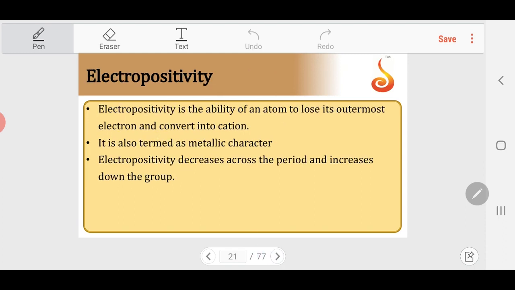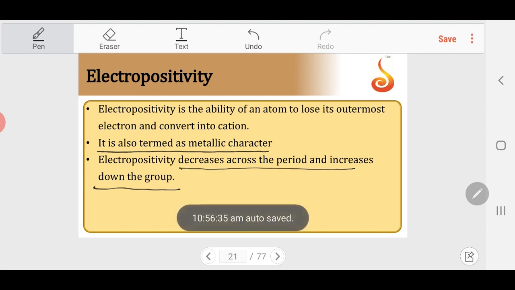Electropositivity. Electropositivity is the ability of an atom to lose the outermost electron and convert into a cation. So it is almost related to ionization energy. It is also termed metallic character. And electropositivity is the opposite of electronegativity. So electropositivity decreases across a period and increases down the group. As we go down the group, the non-metallic character converts into metallic character. The ability of the atom to lose an electron increases as we go down the group.